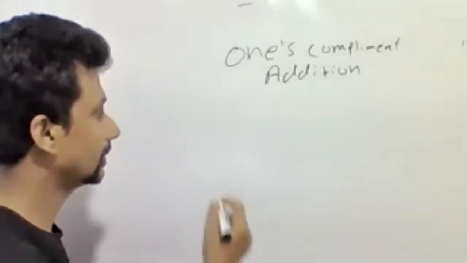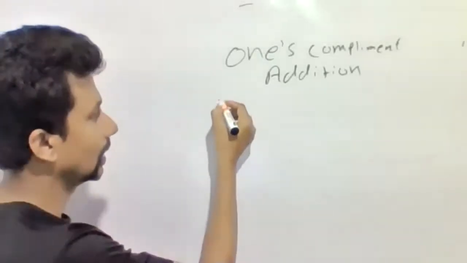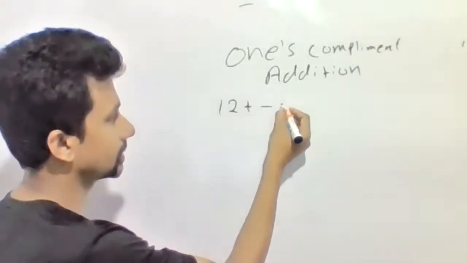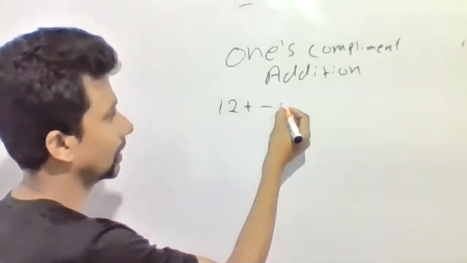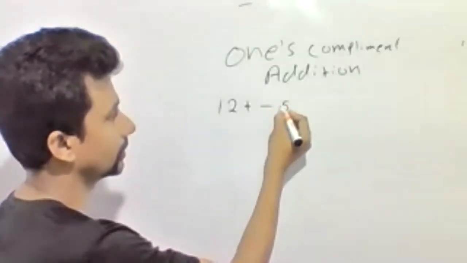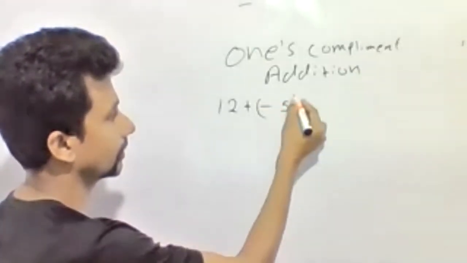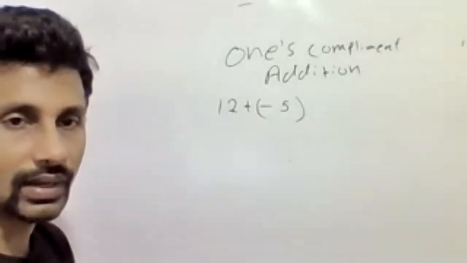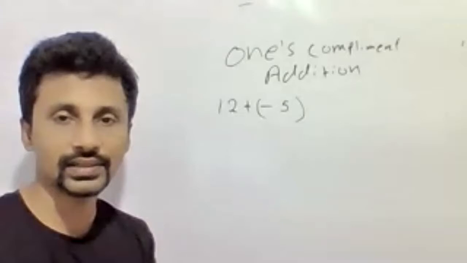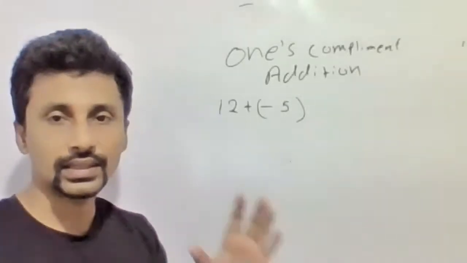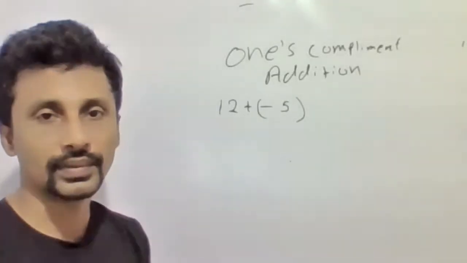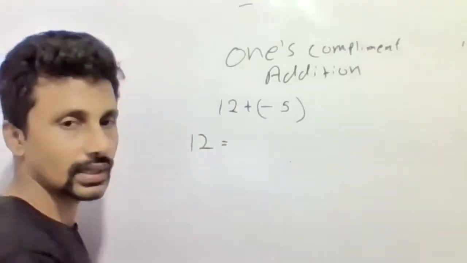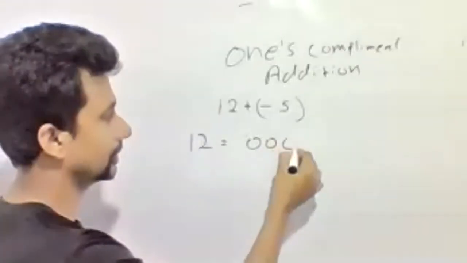Imagine I was given this. I am getting the value 12 plus minus 5. 12 plus minus 5. So this is the value I have to use for the ones complement addition. Now the first thing is converting them to ones complement. 12 is positive, so no problem. I put it this way.